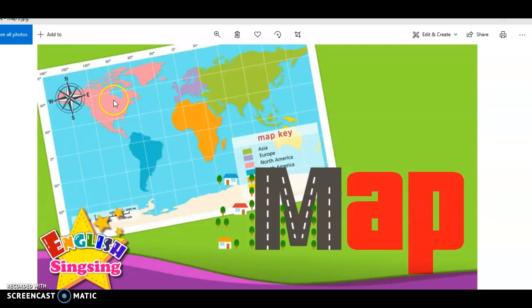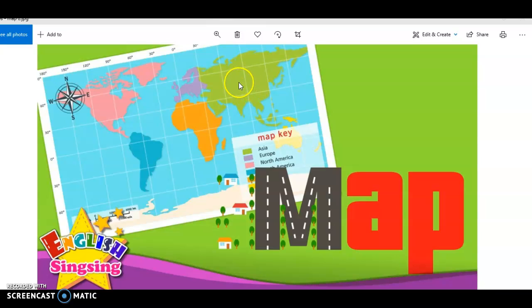For example, the area in pink is North America, and it helps us to know this continent is North America, and this one is Asia, the one in green. It helps us to know where North America is, where Asia is, and it helps to separate them. Maps can be drawn in many different ways, using colors, patterns, pictures.